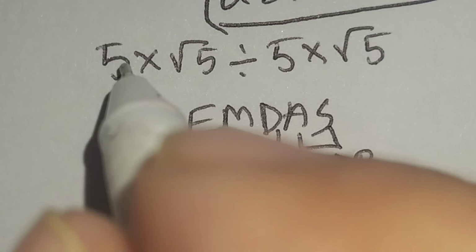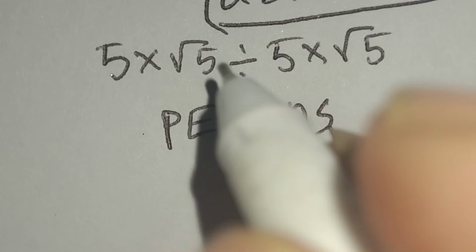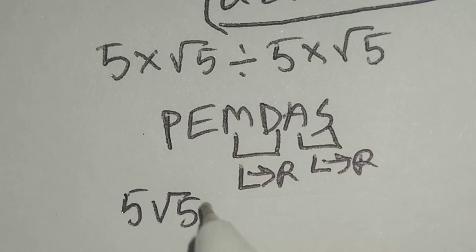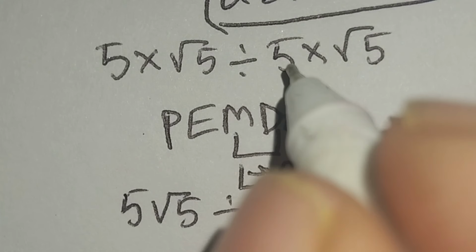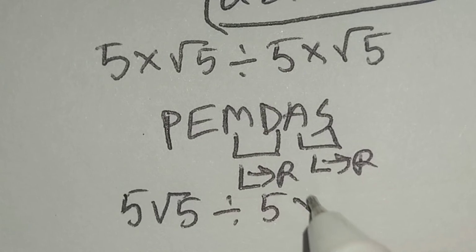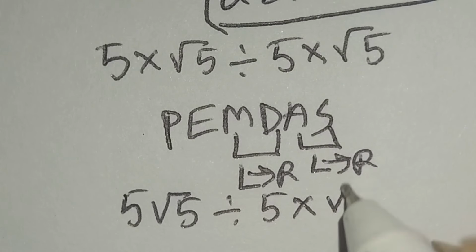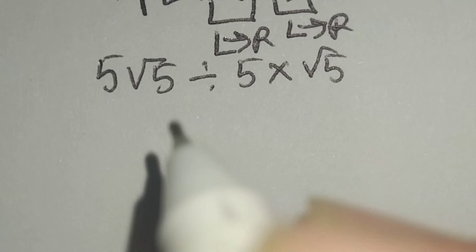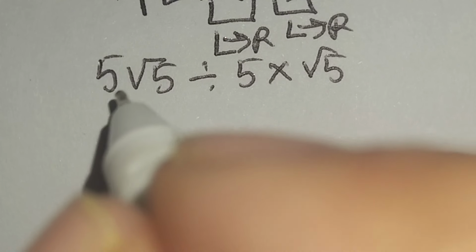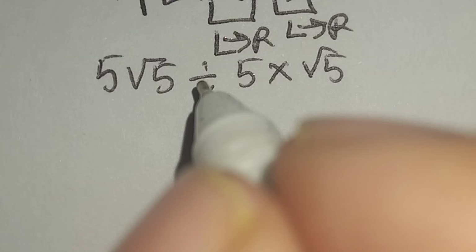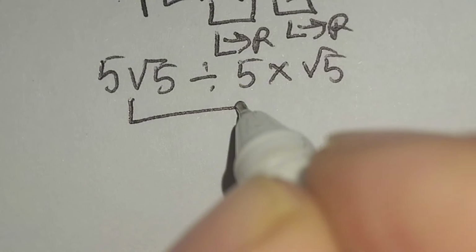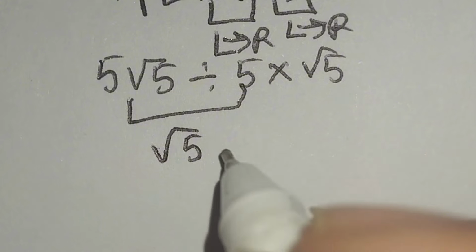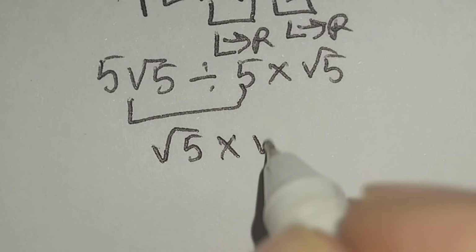Therefore, we can write this 5 multiply square root of 5 as 5 square root of 5, divided by this 5 multiply square root of 5. Now I have to work with this division. Here 5 square root of 5 divided by 5 gives us square root of 5. This multiply this square root of 5.